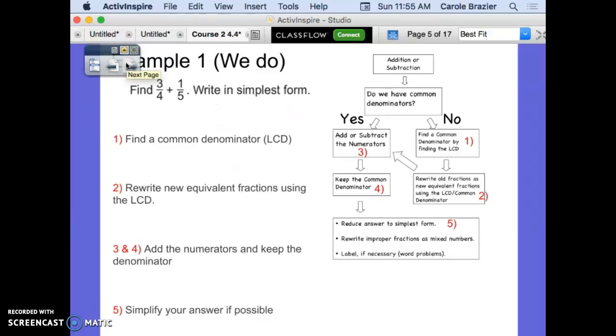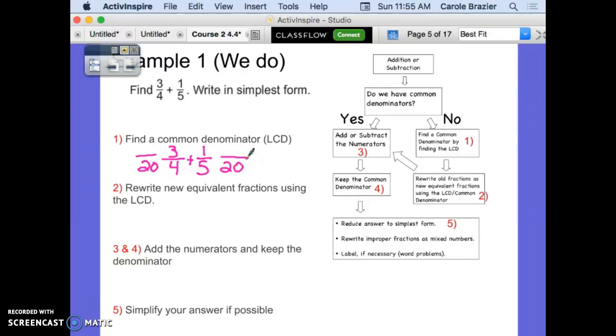This one, 3/4 plus 1/5. If you can't see a common denominator, don't forget one easy way to do it is just to multiply your denominators, and then you'll be able to see which one goes into which. So this one I'm going to take 4 times 5 to find my denominator, and both of them are going to become 20.